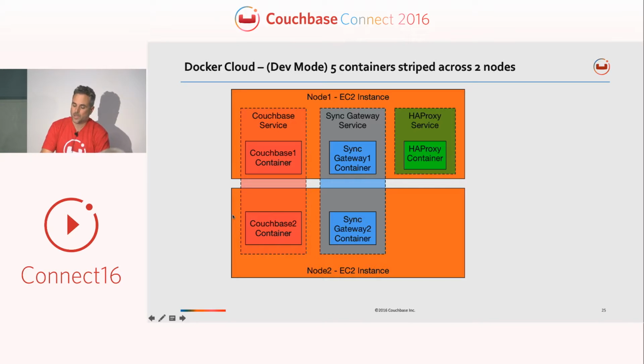And so a service on Docker Cloud is essentially a group of containers that all run the same Docker image. So they're running identical file systems, and identical software is installed. And they're grouped because, for example, if you look at the HA proxy service, you point it to the Sync Gateway service, and it knows how to reach any of the containers in that service.